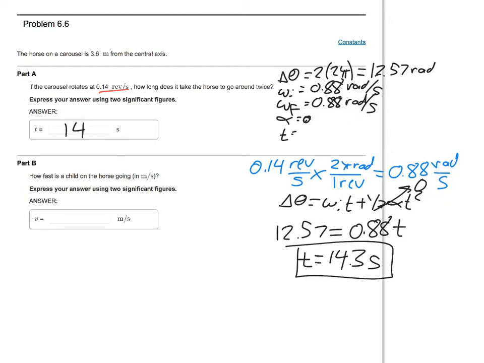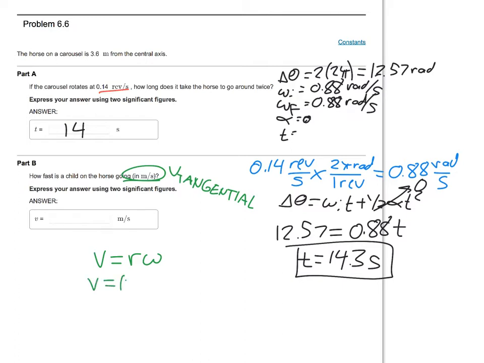For my second part, I want to know how fast the child is going in meters per second. So this is really looking for the tangential velocity of a person on this horse. And so I can get that tangential velocity from my angular velocity by just doing r, my radius, times my angular speed. I do need to make sure for this problem that I do this angular speed in radians per second, otherwise I will not get my tangential velocity in meters per second.